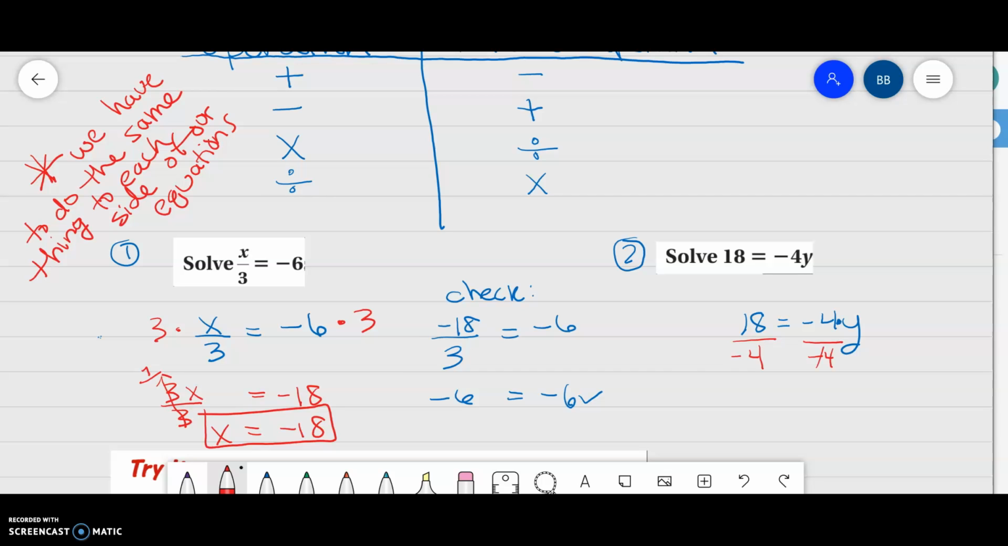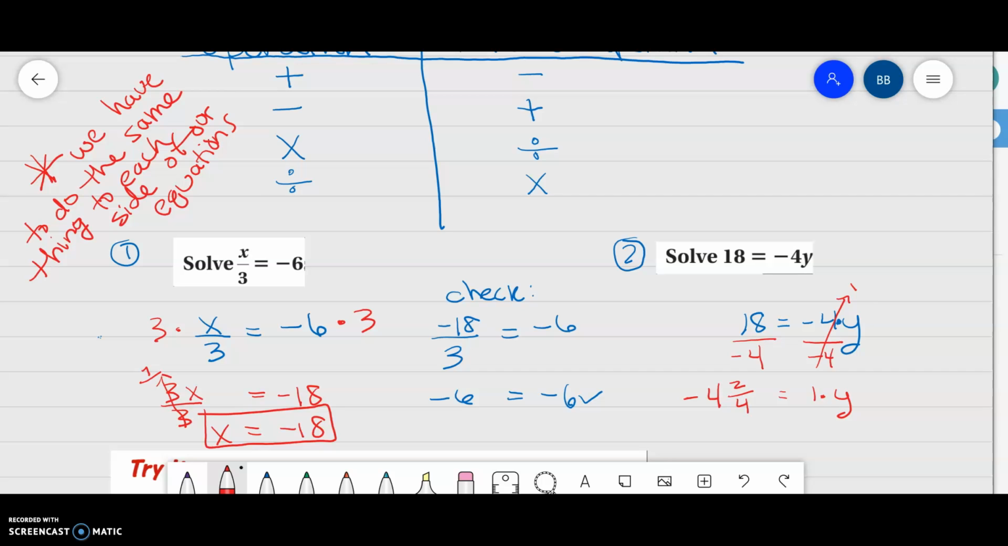Negative 4 divided by negative 4, that's 1. So we've really turned this into 1 times y equals 18 divided by negative 4. I'm going to change that into a mixed number real quick. So groups of 4, there are 4 groups of 4 that fit into 18, because 4 times 4 is 16, and then there's 2 left over, and I pull my negative out. All right. Now, 4 and 2/4 can be simplified a little bit more.